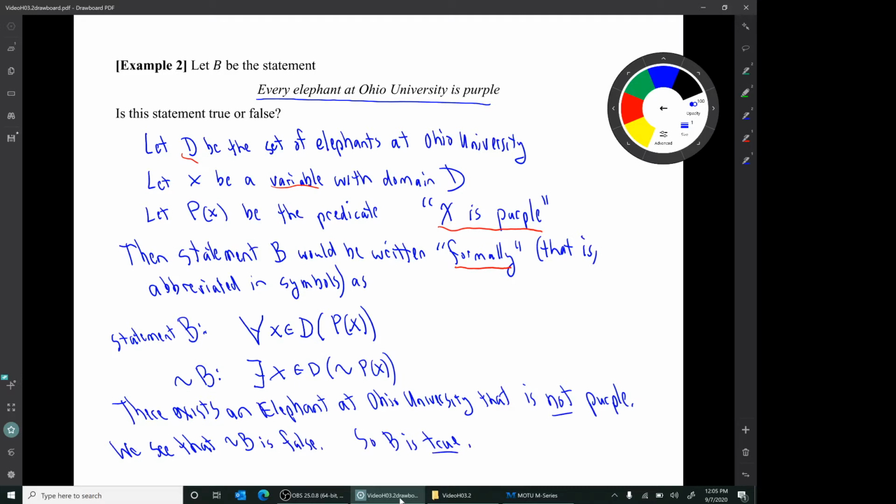Now remember, we've discussed this before. This idea of B being true is called vacuously true. The idea is that if your domain is an empty set, then anything that you say about the elements of that set is going to be a true statement, because for what you say to be false, somebody would have to give an example of an element in your set for which that thing that you've claimed is not true. So for this statement, every elephant at Ohio University is purple, if somebody wants to prove that that's false, they have to give an example of an elephant at Ohio University that's not purple.